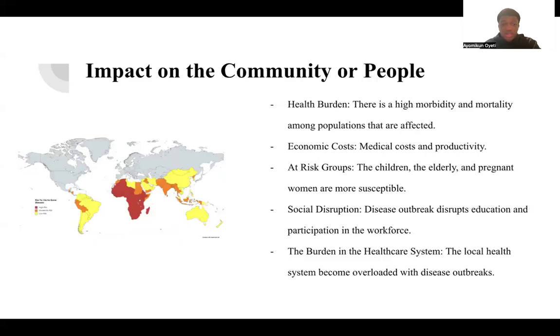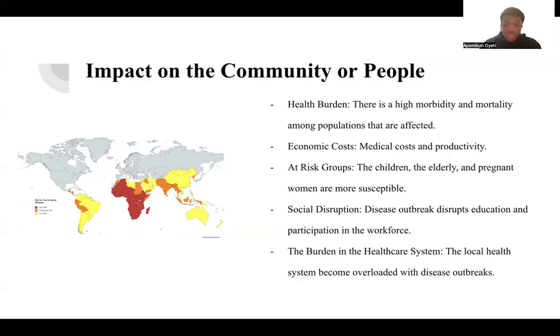Impact on the community and the people. Vectors end up being a big burden on the community because of the health burden, with high morbidity and high mortality amongst the population that are affected. Economic costs, medical costs and productivity. It endangers groups of people; children, the elderly, and pregnant women are the most susceptible to the impacts of vector diseases.